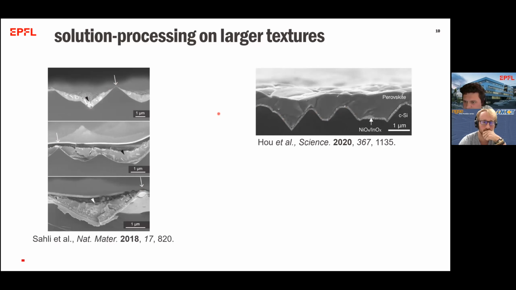Yeah? So the reason why we need these big textures is that we want to reduce the reflection in the silicon also. And also, if we think in the long term, it's not exactly an industrial standard to make these tiny pyramids.